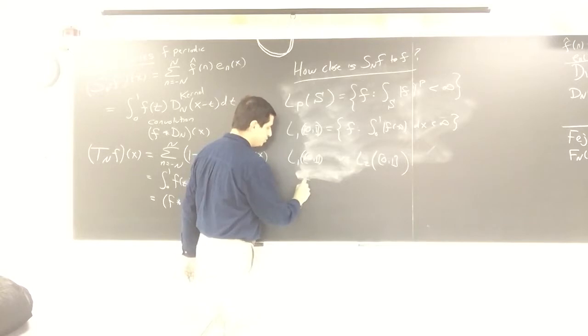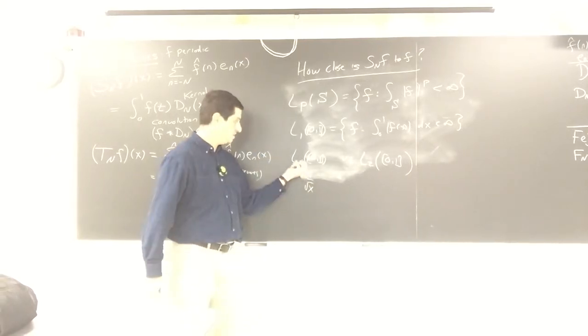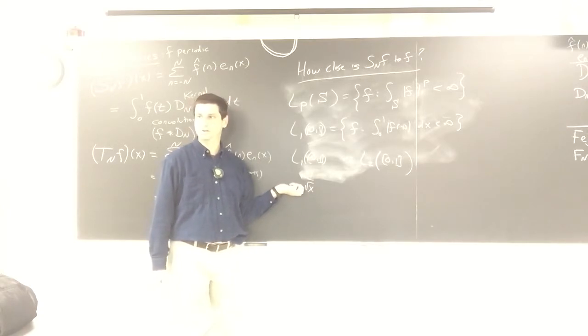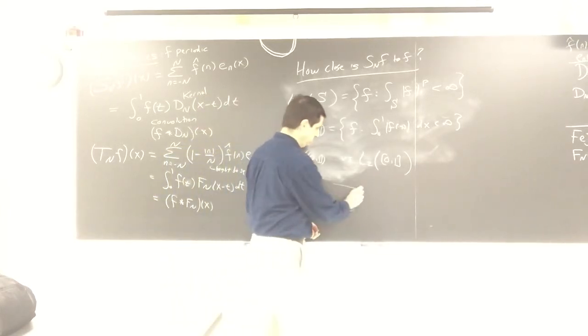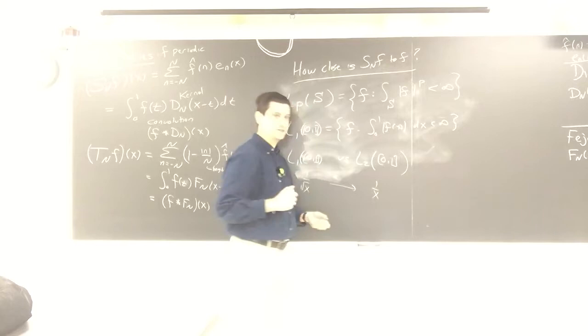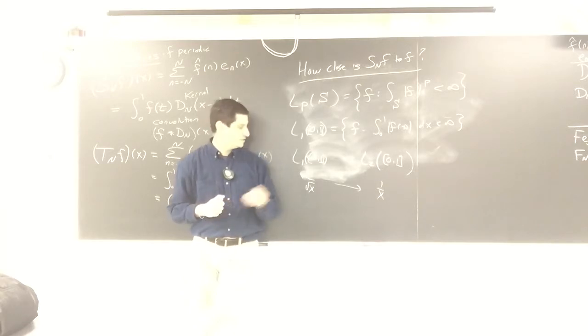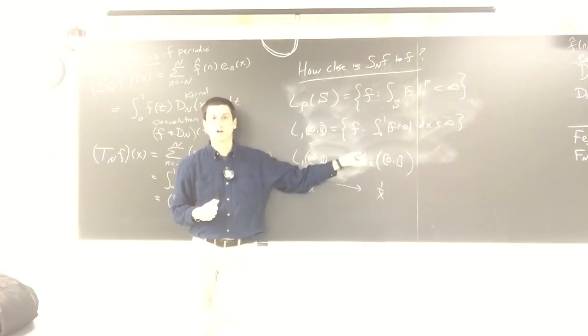So we take 1 over square root of x. That's integrable on [0, 1]. It blows up, but it doesn't blow up too badly. If I square it, I get 1 over x, which is not integrable. So I could have something that's in L1 that's not in L2.